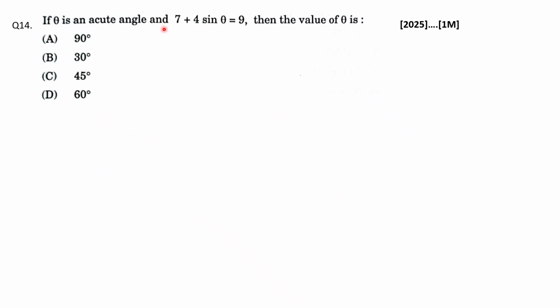If theta is an acute angle and 7 plus 4 sine theta equal to 9, then the value of theta is. So 4 sine theta equal to 9 minus 7, which is 2. So sine theta is 2 by 4, which is 1 by 2. So theta will be, now 1 by 2 is for sine 30 degree. So theta is 30 degree.